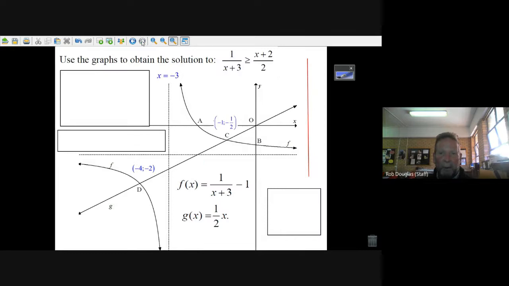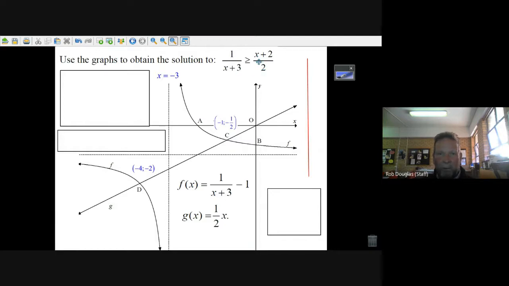Okay, let's look at this next question. And I think, oh, it's the last question. I think we'll just finish it here. Let's give this a try. Ooh, this one looks scary. It says, look at the graph and try and obtain the solution to this inequality, where 1 over x plus 3 is greater than x plus 2 over 2.